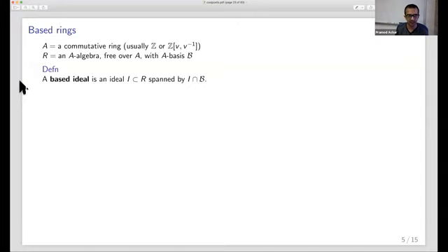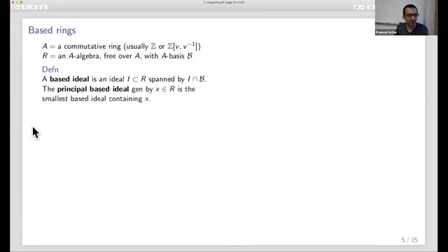So a based ideal is just an ideal that's also a free A submodule and is spanned by some subset of the specified basis. So that's a very restrictive condition. If you take a random ideal, of course, it's not going to be based. And then a principal based ideal means this: if I take any element of the ring, I can take the smallest based ideal that contains it.